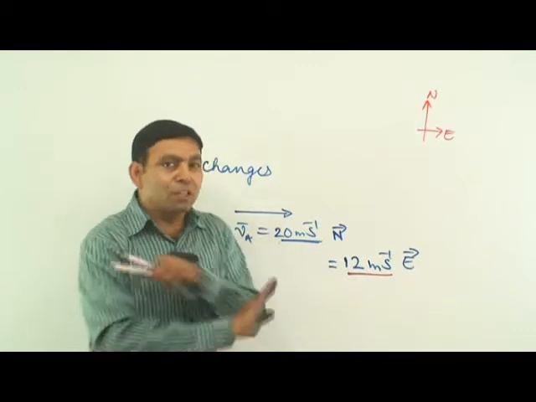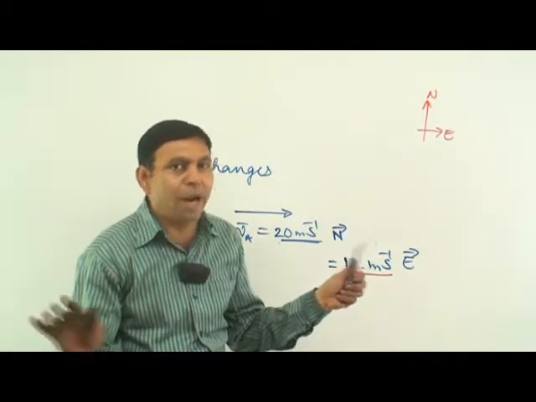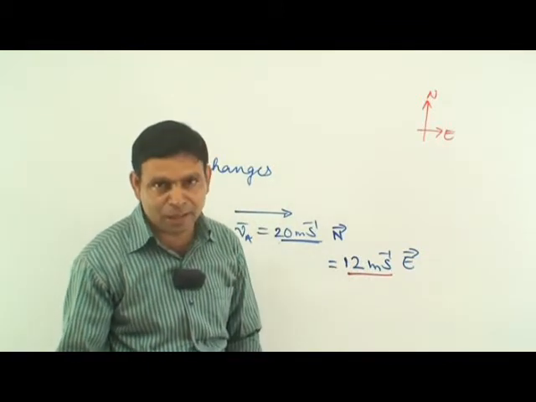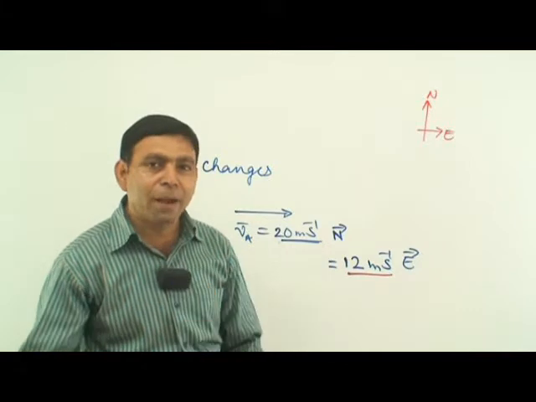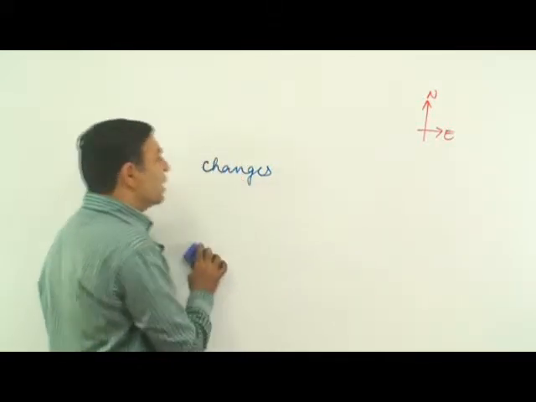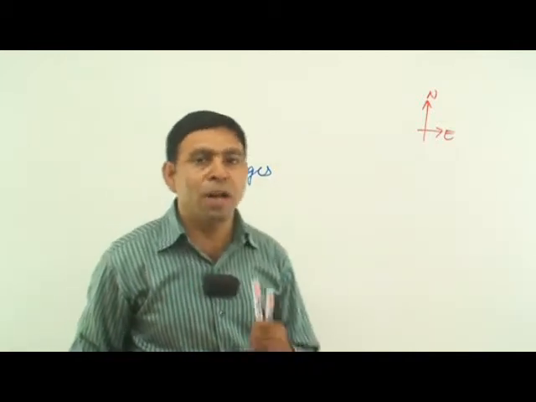A vector changes if there is a change either in magnitude or direction or both. If there is no change in magnitude and no change in direction, then vector doesn't change. Clear? If neither magnitude nor direction changes, vector doesn't change. Vector changes if there is a change either in magnitude or direction or both. Fine?